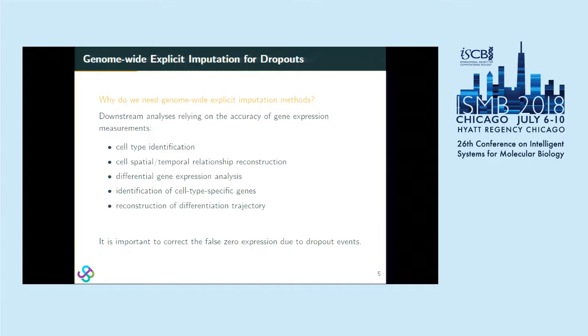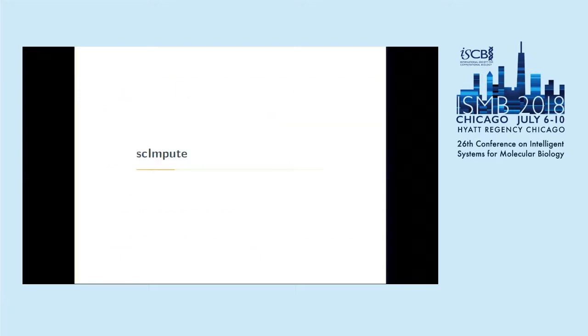Many statistical methods have been developed to help us analyze single-cell RNA-seq data, but it is still necessary to have a genome-wide explicit imputation method, since many downstream analyses, such as differential gene expression analysis, rely on the accuracy of gene expression measurements. Otherwise, we will have many false positives or false negatives in our discoveries. So this motivates us to develop scImpute to address the excess zeros in single-cell RNA-seq data.